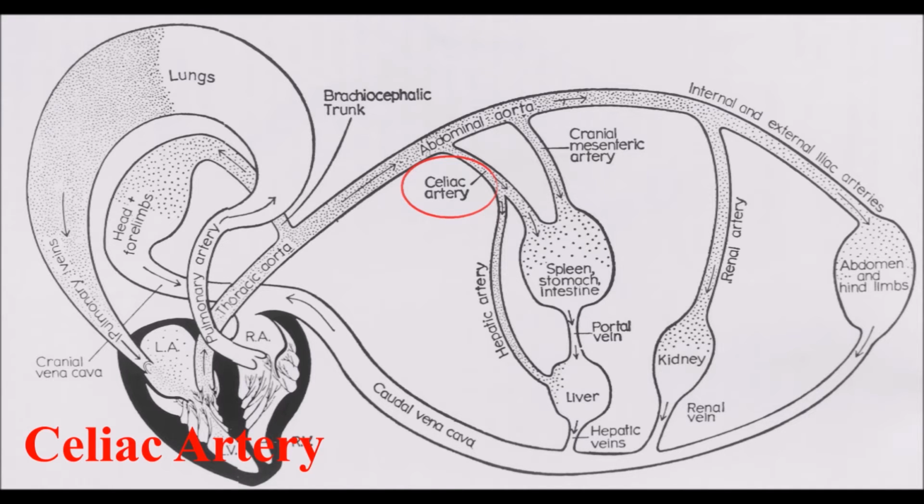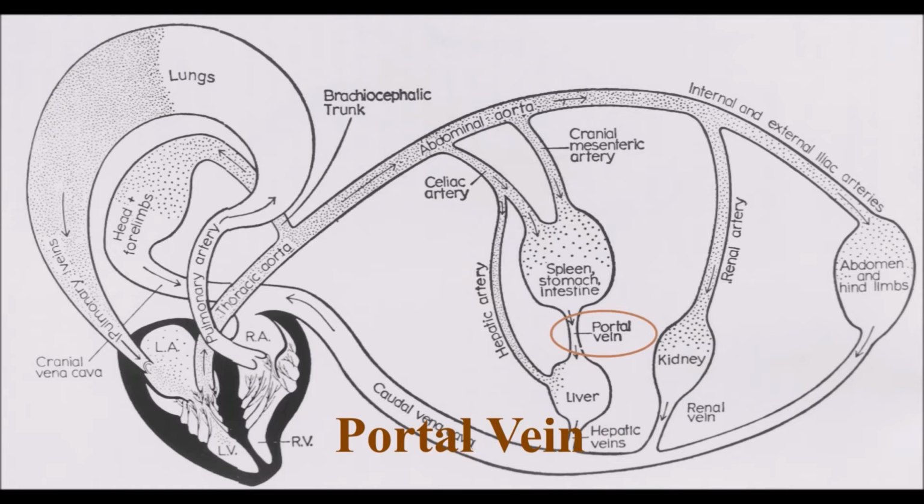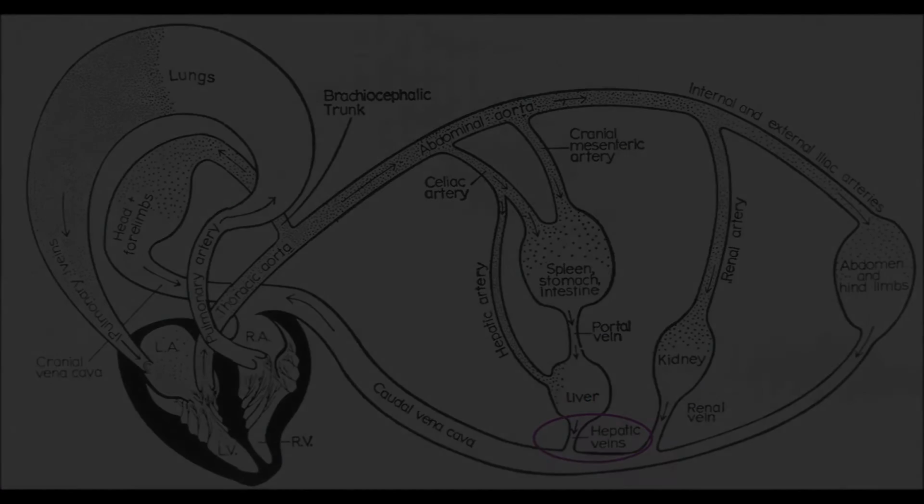The celiac artery goes to the spleen or hepatic artery, which then goes to the liver. If the blood chooses to flow to the spleen, it then exits through the portal vein and then goes through the liver as well. The blood exits the liver via the hepatic vein and then joins with the caudal vena cava to return to the heart to start the process over again.